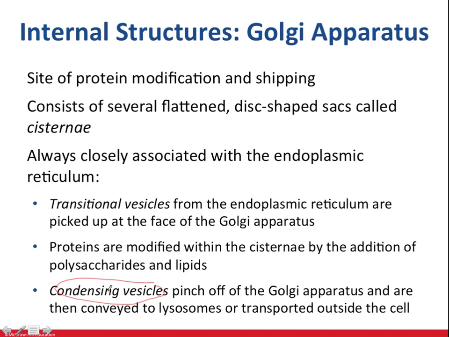Some proteins are hormones, so the condensing vesicle can carry these hormones and travel to the cellular membrane and fuse with the cellular membrane to dump the hormone proteins to the interstitial space, okay, to the outside of the cell.